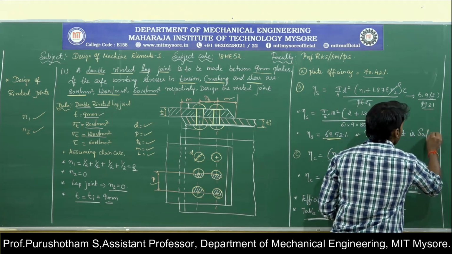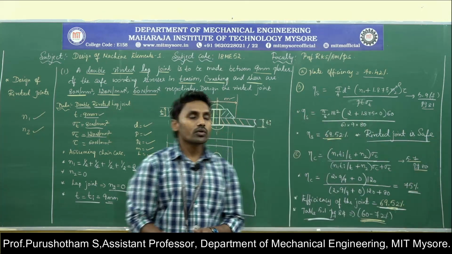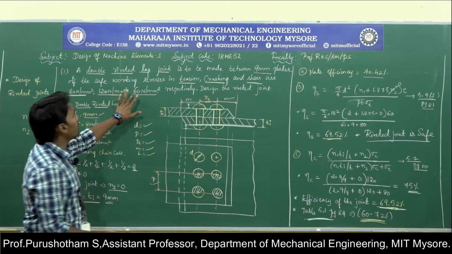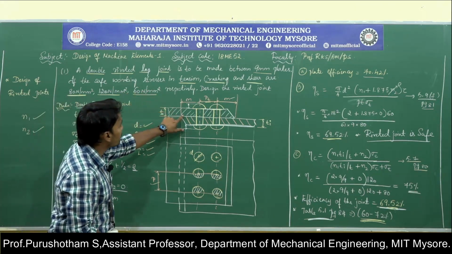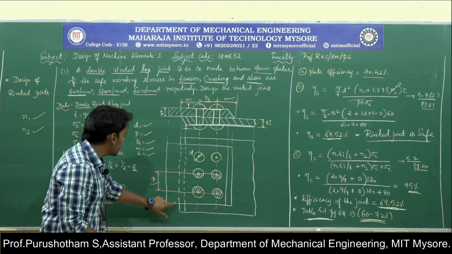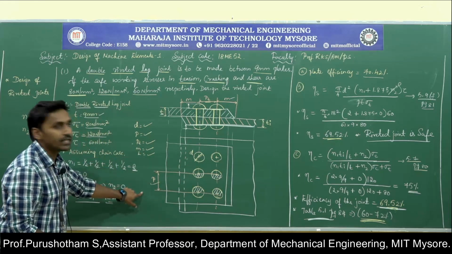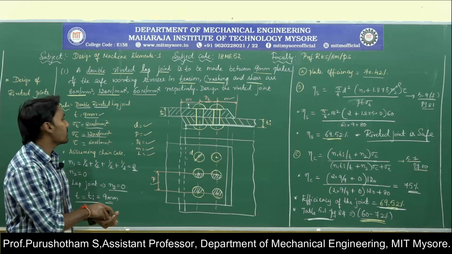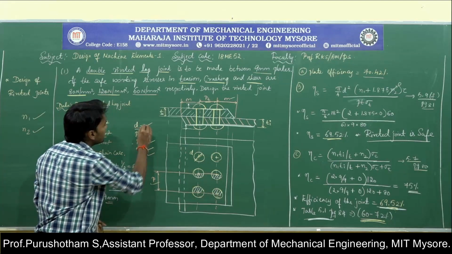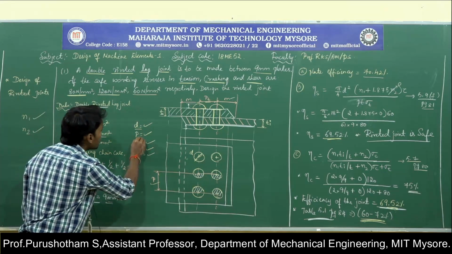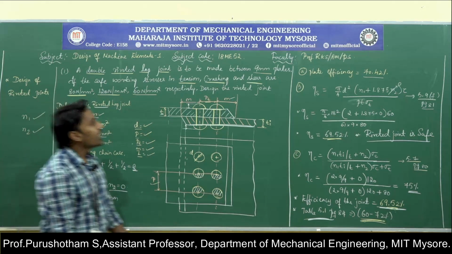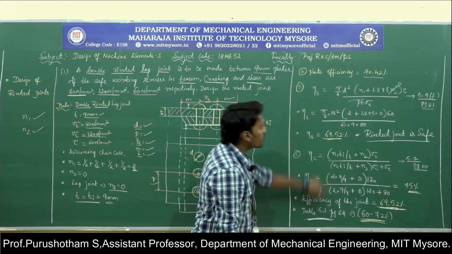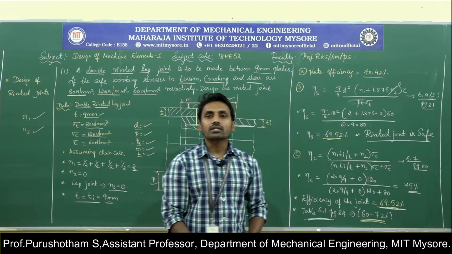So what we did: based on the double riveted lap joint, we extracted the data, then drew the front view as well as the top view. From that we calculated the N1 value and N2 value, then by using some equations we calculated the diameter of rivet hole, pitch value, transverse pitch, margin and length of the shank, and based on these equations we calculated the efficiency of the joint.